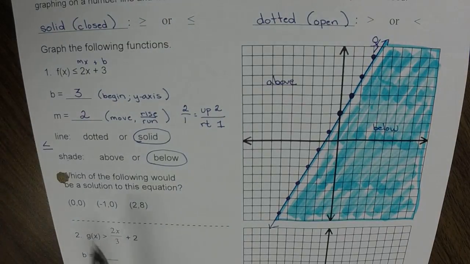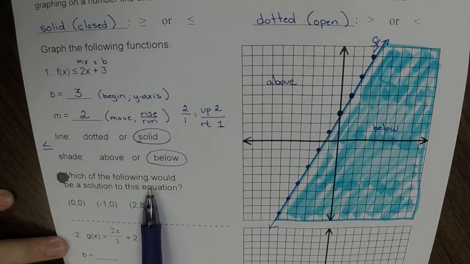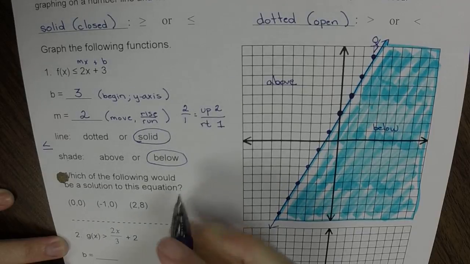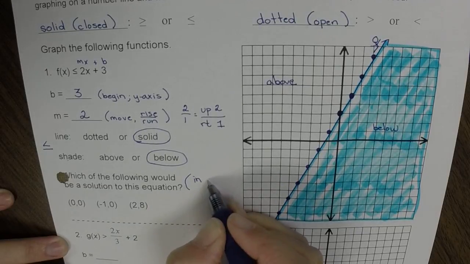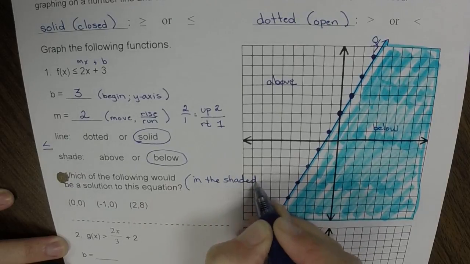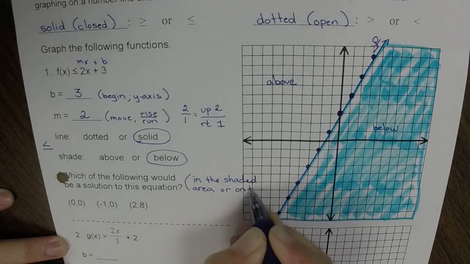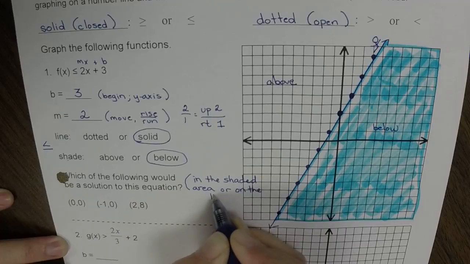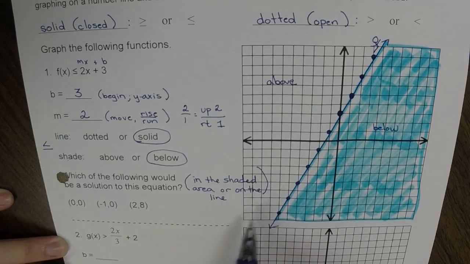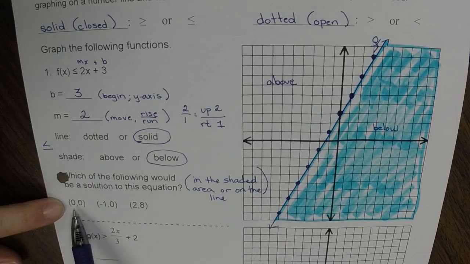So now the very last question that it asks us says, which of the following would be a solution to this equation? Well, in order to be a solution, the point has to be in the shaded area. So again, it would have to be in the shaded area, or in this case, on the line. If it was a dotted line, then it wouldn't be on the line, it would only be in the shaded region.